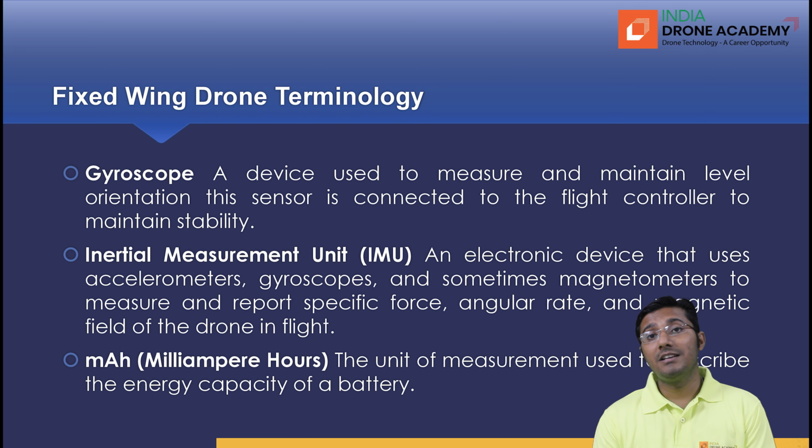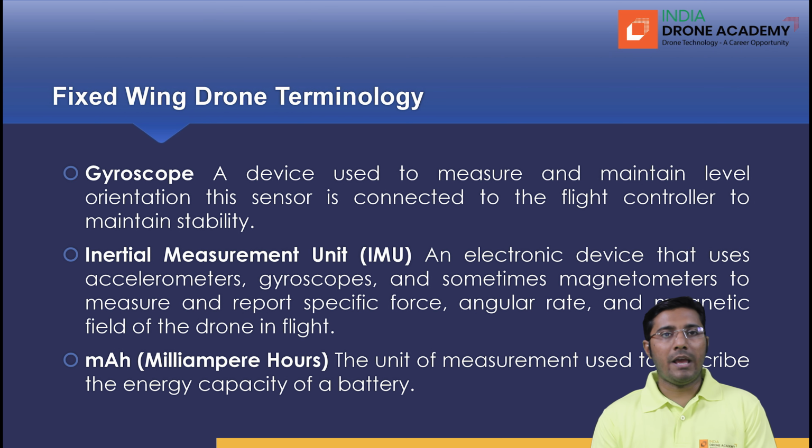A gyroscope is a device which helps in stabilizing your drone. It is used to measure and maintain level orientation. IMU, the full form of IMU, is Inertial Measurement Unit. It is an electronic device that uses accelerometers, gyroscopes, and sometimes magnetometers to measure and report specific force, angular rate, and the magnetic field of the drone in flight.